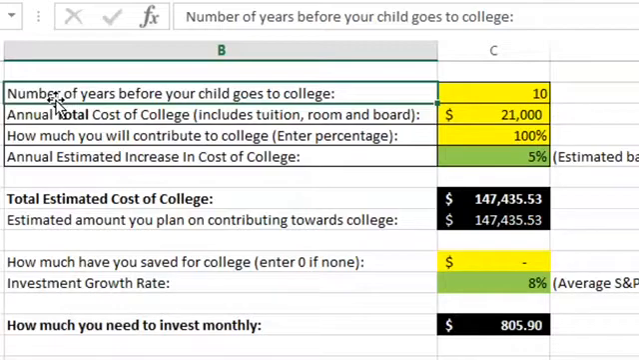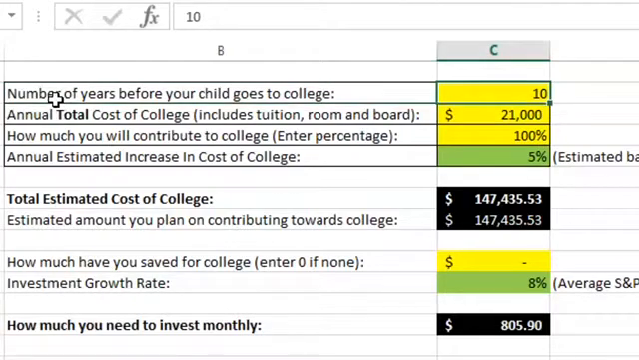So let's talk about some of these cells. The first one, at least from an inputs perspective, is number of years before your child goes to college. So in the United States, typically kids go to college around 18 years old. So if your kid is, say, 8 at this point in time, there's basically 10 years before they go off into college. So then you would enter 10 into that field.